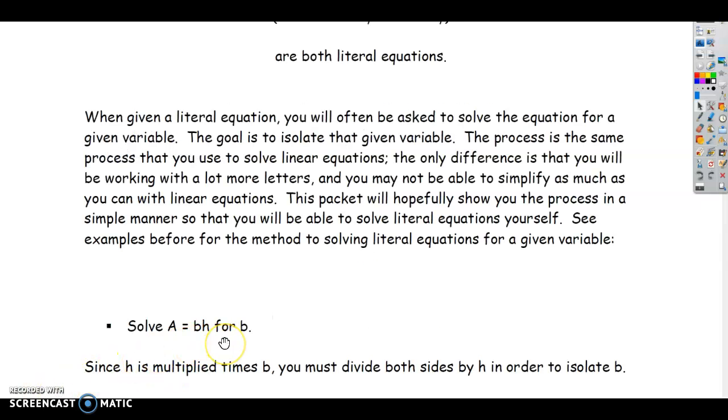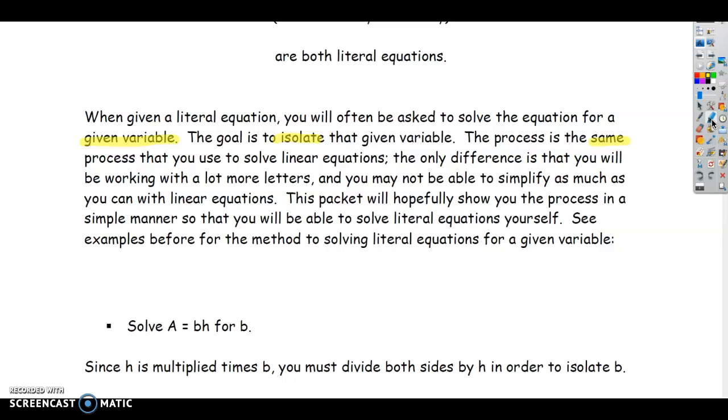All right, when we're given a literal equation, you will often be asked to solve the equation for a given variable. Okay, go ahead and highlight that. You're going to be solving for a given variable. The goal is to isolate the given variable. The process is the same process that you use to solve linear equations. The only difference is that you will be working with more letters.